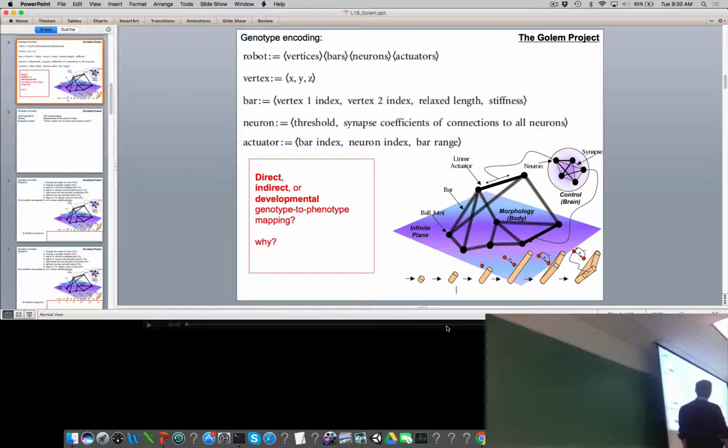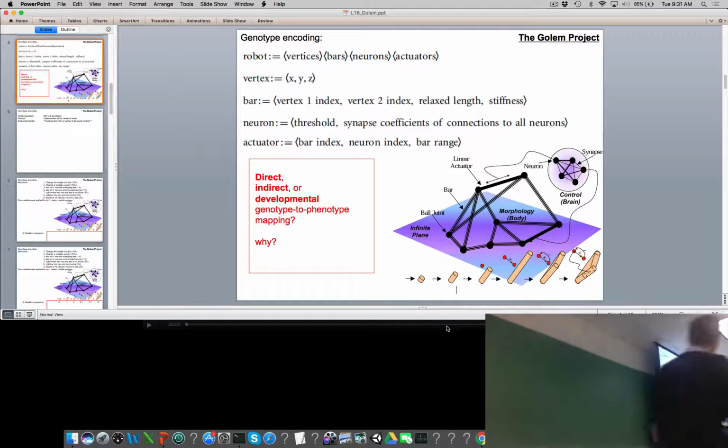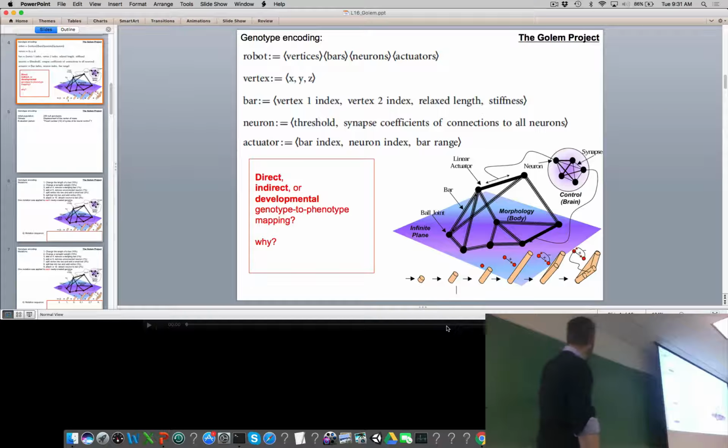The vertices list is made up of a set of triples, X, Y, Zs, which define basically the connection points for all of the cylinders. The next list called bars is made up of a series of four-tuples, which take an index of one vertex and specify the index of another vertex, defining that these are connected by a cylinder, and then we see that the cylinder has two additional properties attached to it: relaxed length and stiffness. Where have you heard of these two properties before?